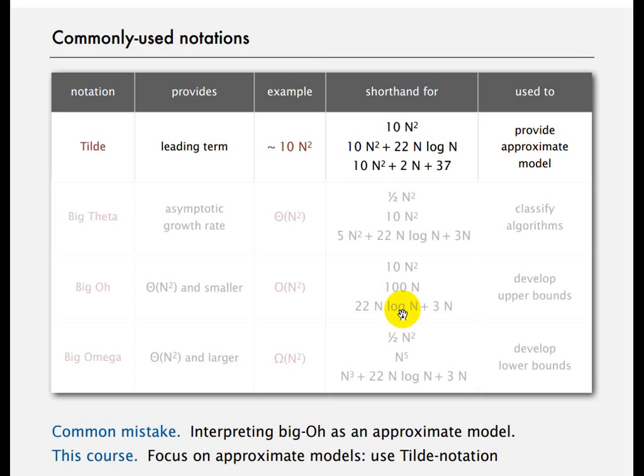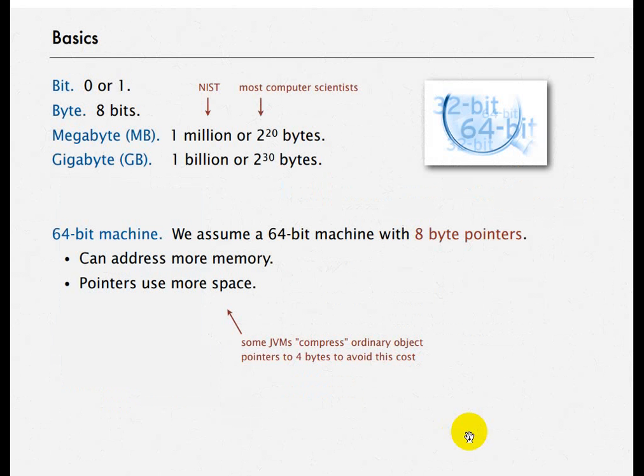That's the idea. So we said that, typically tilde is what we are going to use. And this is the common mistake people make, interpreting big O as an approximate model. Okay, so people say that, but that's not really right. But that's what we typically end up doing. That's it, theory. Memory. Okay, so the last thing is we talk about memory constraint.